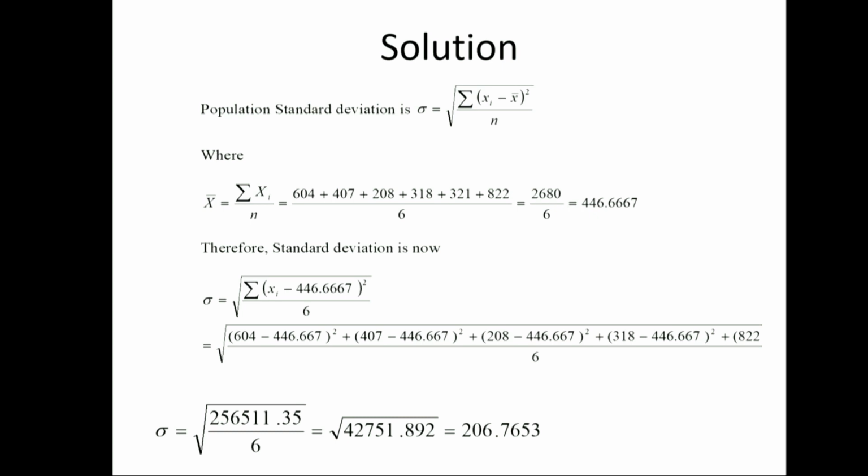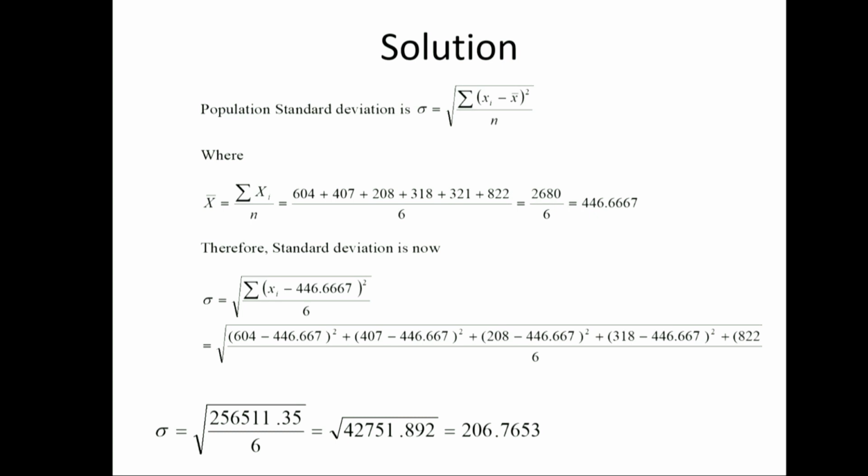By the time you take the square root of that, we are going to have this. The variance is 42751.892. So by the time you take the square root of it, we are going to have 206.7653. That is for the population.